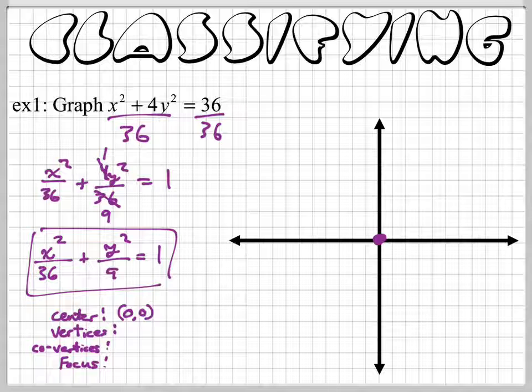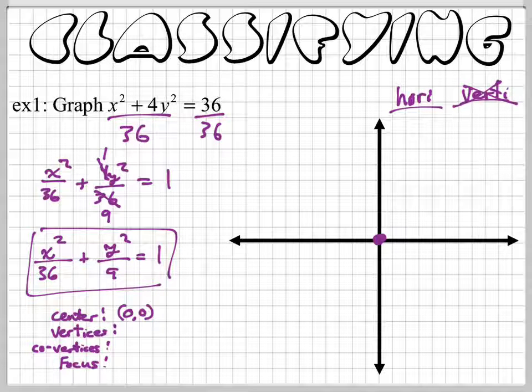That's a good question. Is it horizontal, or is it vertical? We know that it's horizontal. Well, how do we know it's horizontal? The major axis is underneath the x. So, get rid of vertical right there.